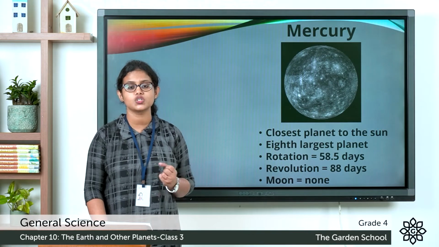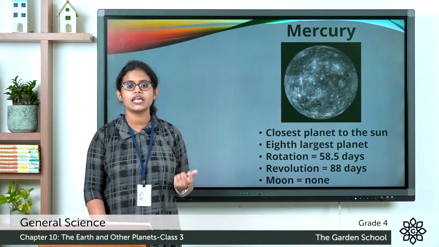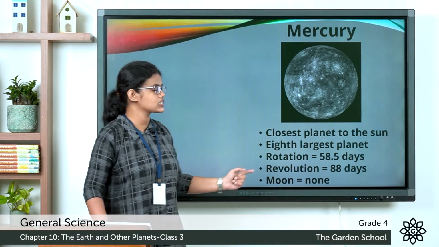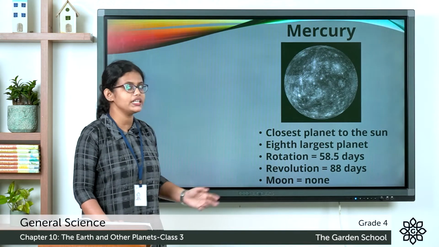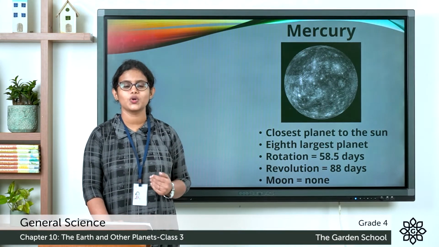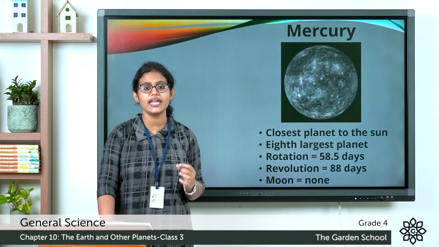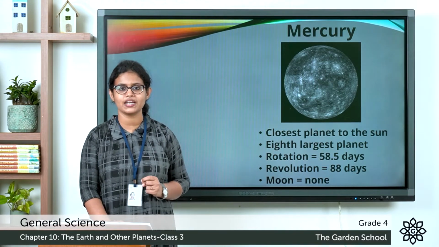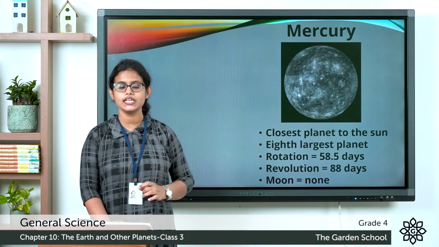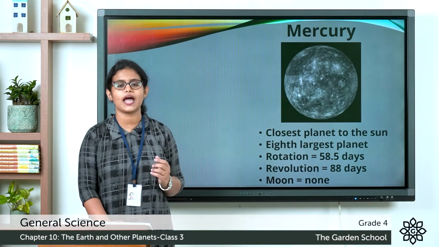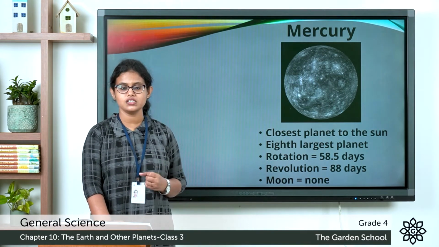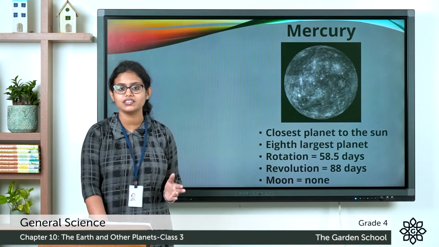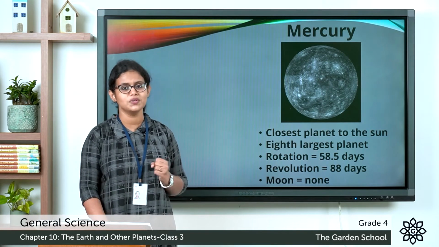We have learnt about rotation, the movement of the Earth around its axis. What about revolution? It takes 88 days to complete one revolution. What about moons? It does not have any moons revolving around it. So that is about the first inner planet, Mercury. Mercury is the smallest and closest planet to the sun. This planet is very hot and it revolves around the sun faster than other planets.